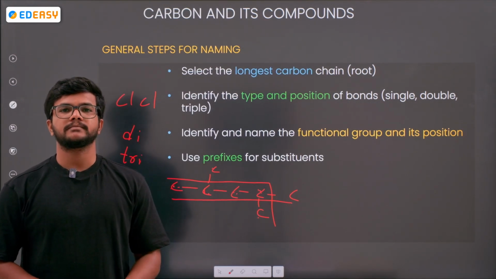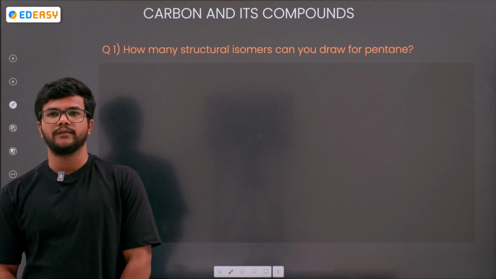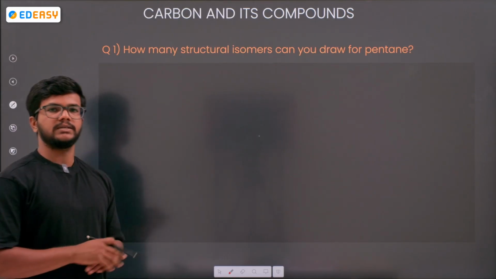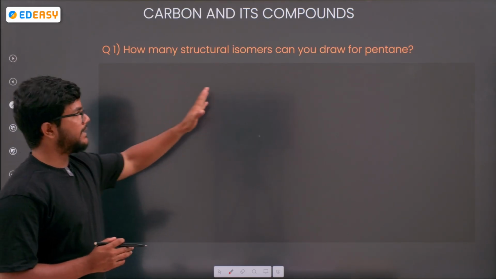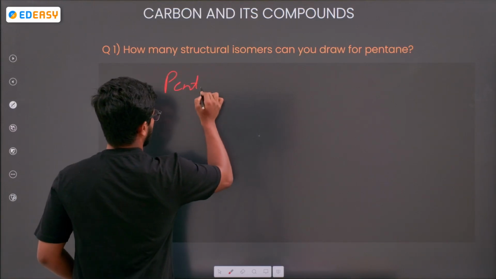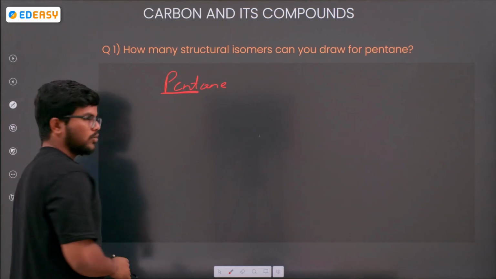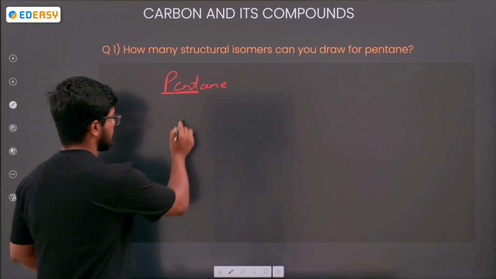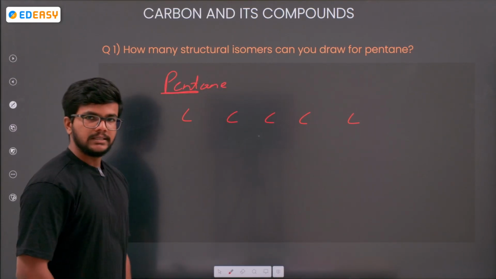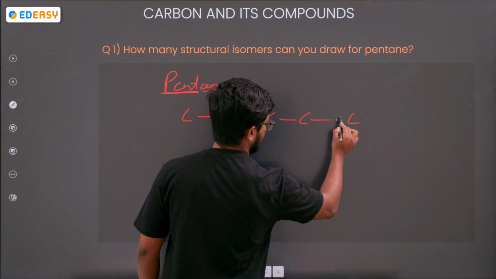Okay. Next, how many structural isomers can you draw for pentane? So what are structural isomers? First, pentane. Just write the name of the given compound, pentane. Identify the root word, pent. Pent means 1, 2, 3, 4, 5, five carbons. And ane means the type of bond between the carbons is a single bond.